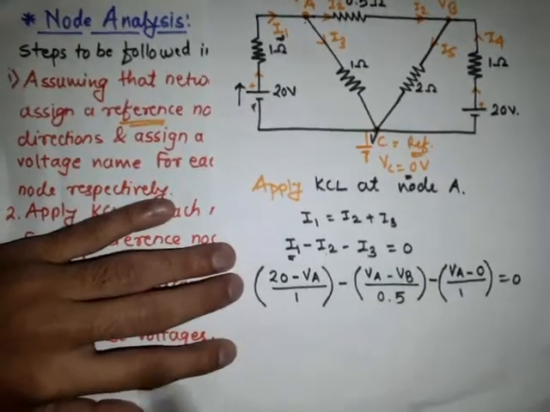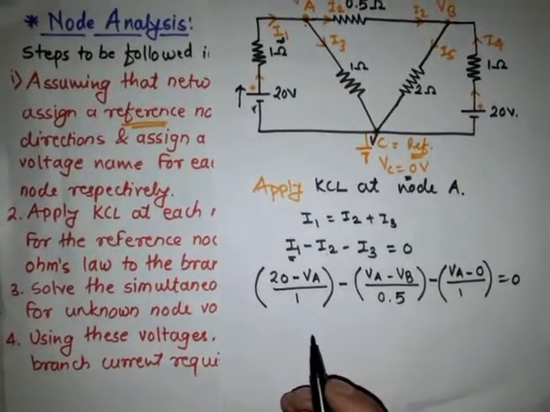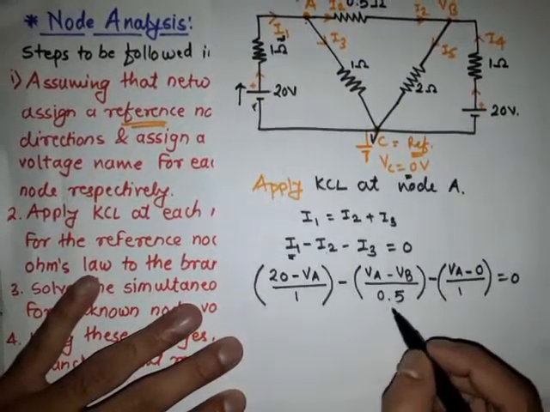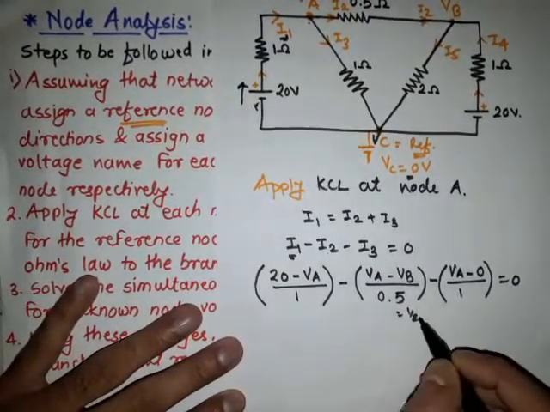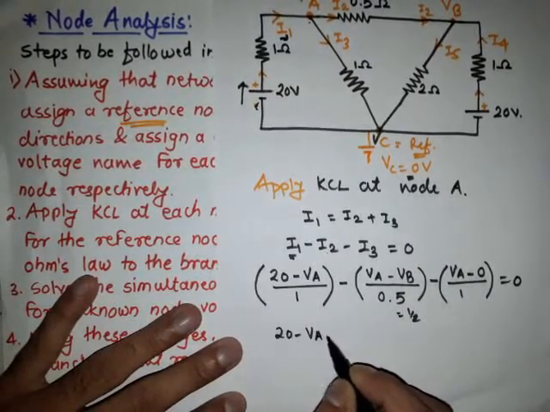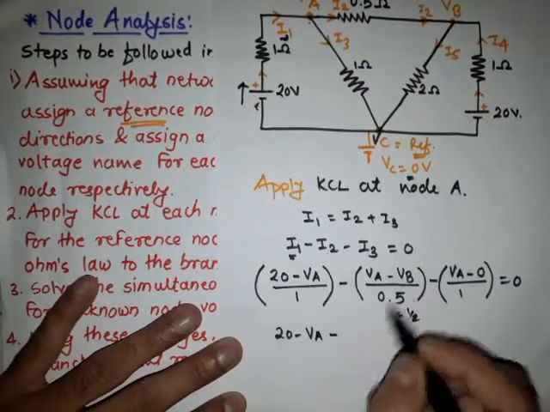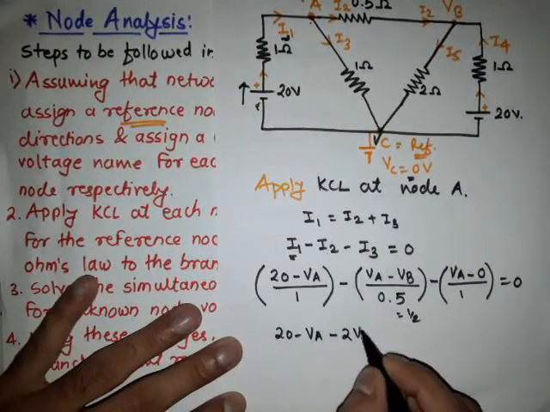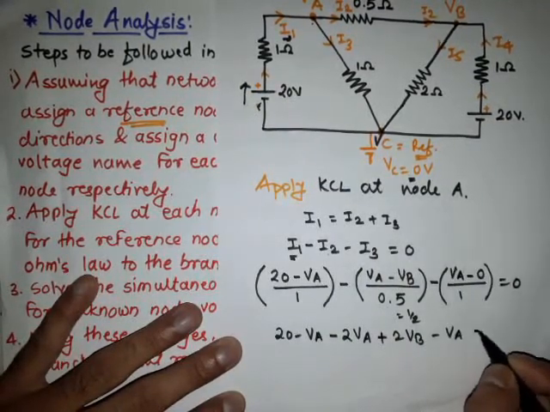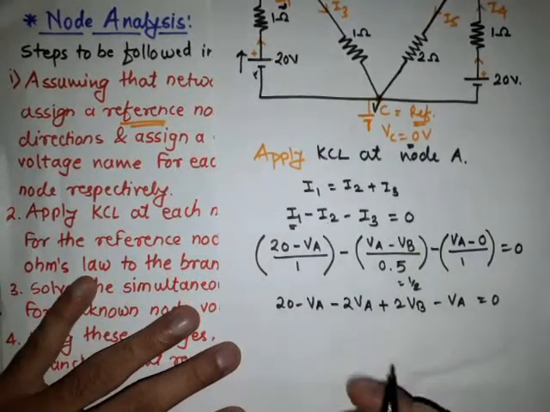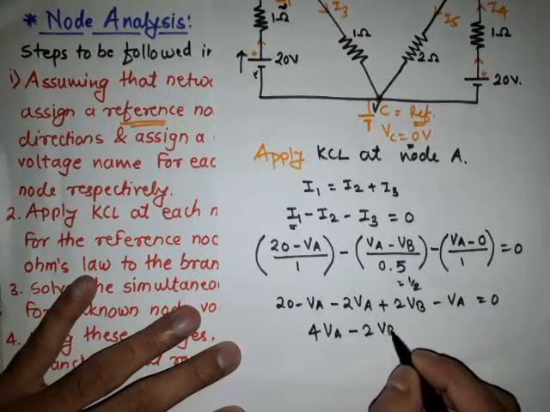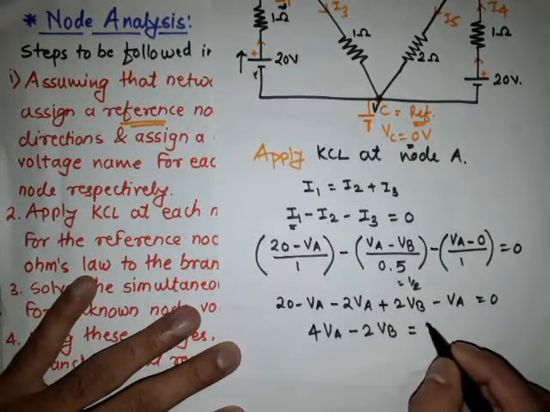Suppose by solving this equation we get, see, the meaning of 0.5 is 1 by 2. So this 2 will go to the numerator. So simply it will be 20 minus VA minus 2 multiplied by VA minus VB, which is minus 2 VA plus 2 VB minus VA, equal to 0. The final equation will be 4 VA minus 2 VB equal to 20.